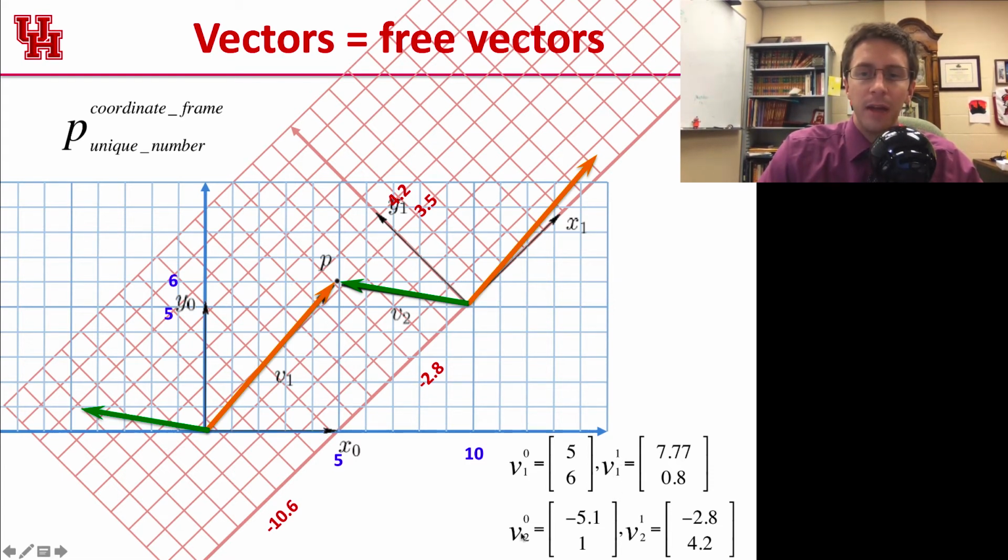And I can do the same thing with v2. If I want to talk about v2 in coordinate frame 0, I have to translate it until it's at the origin, and then I can just count where it is. It's in the negative direction, 5.1, and then upwards 1, whereas in its regular coordinate frame, it's P in frame 1. So that's negative 2.8 and 4.2, just like what we had before.